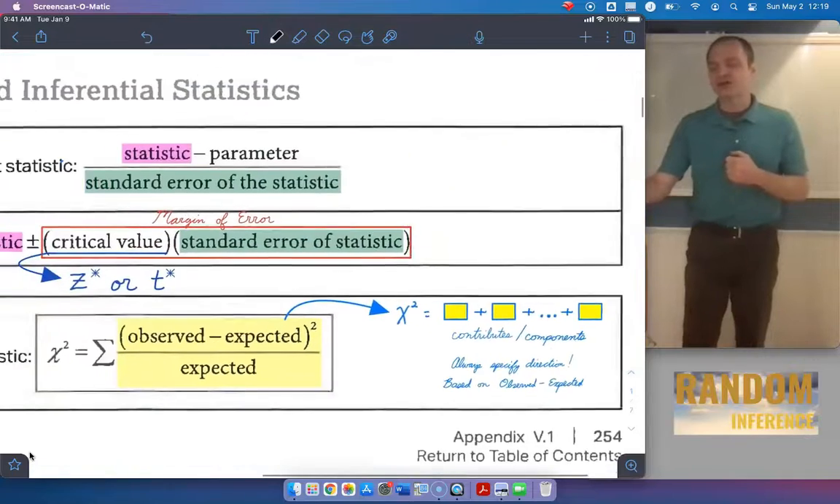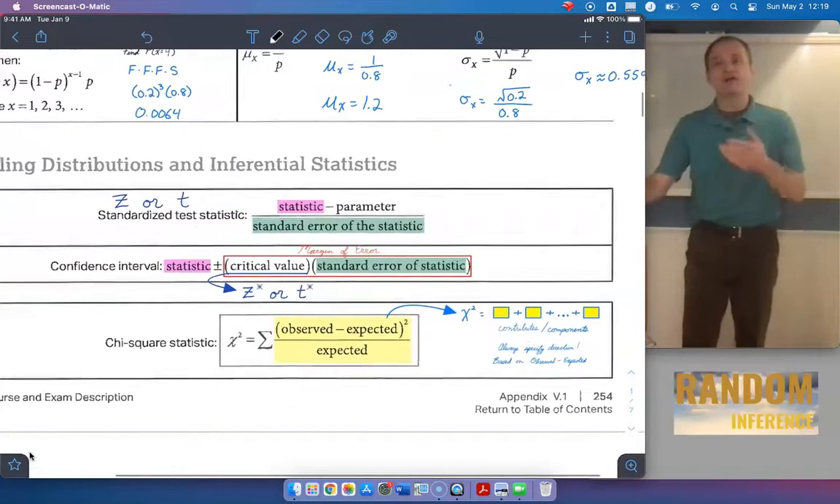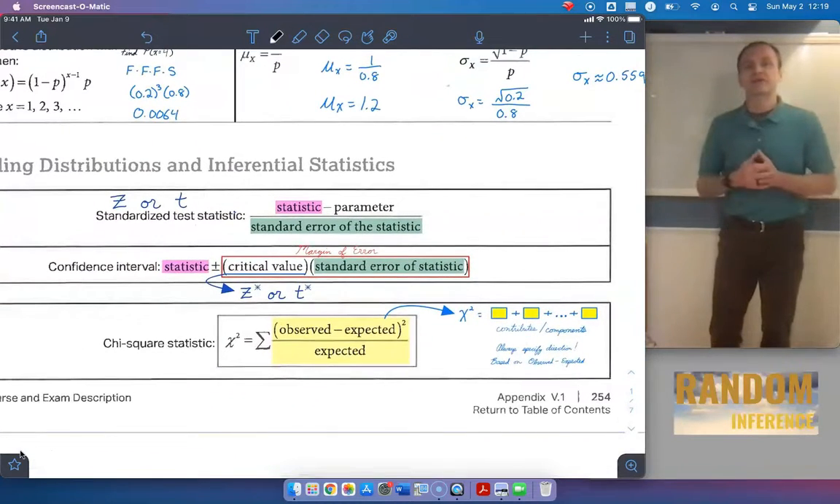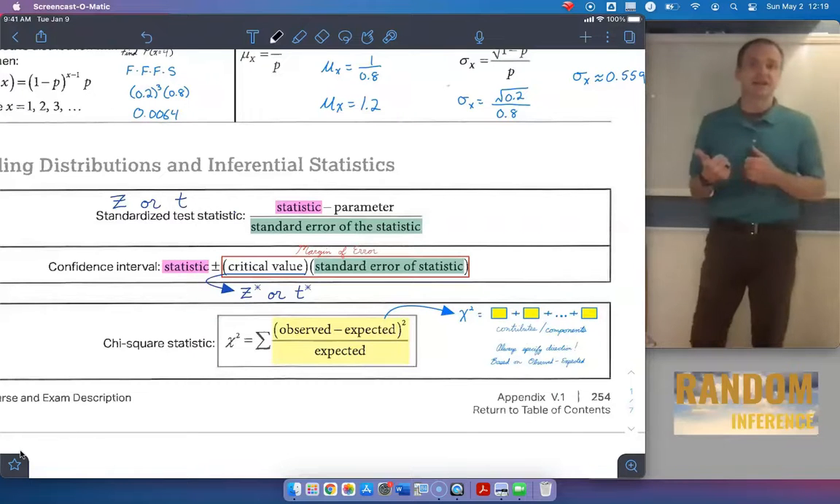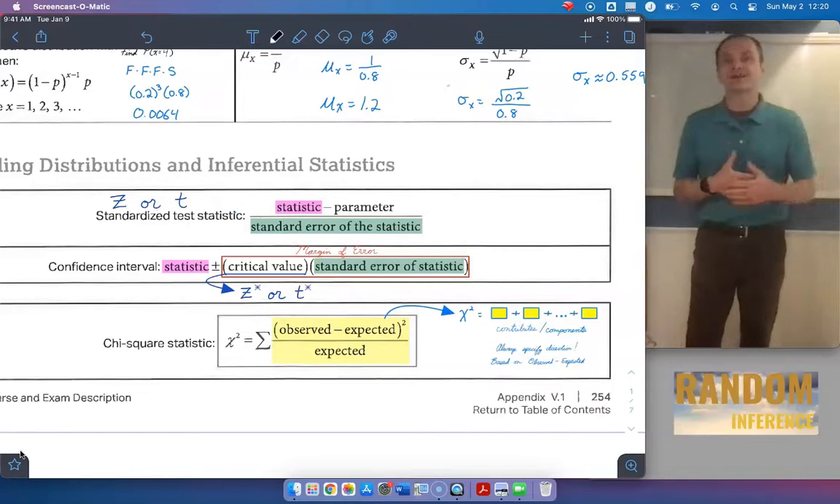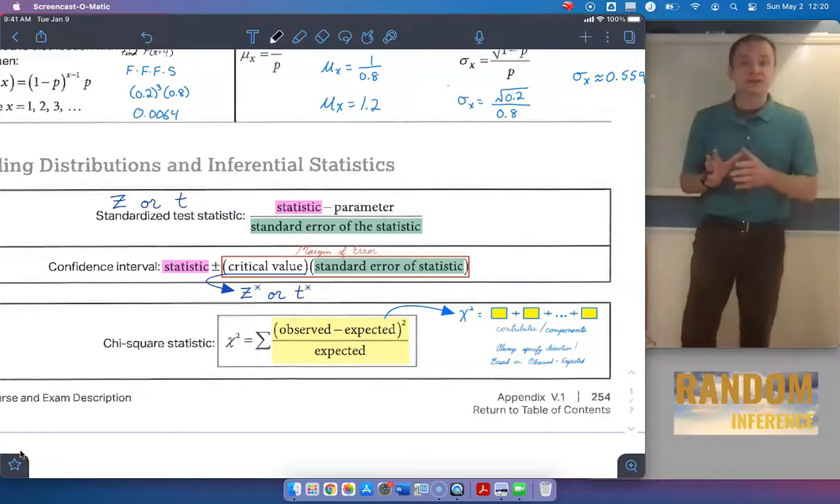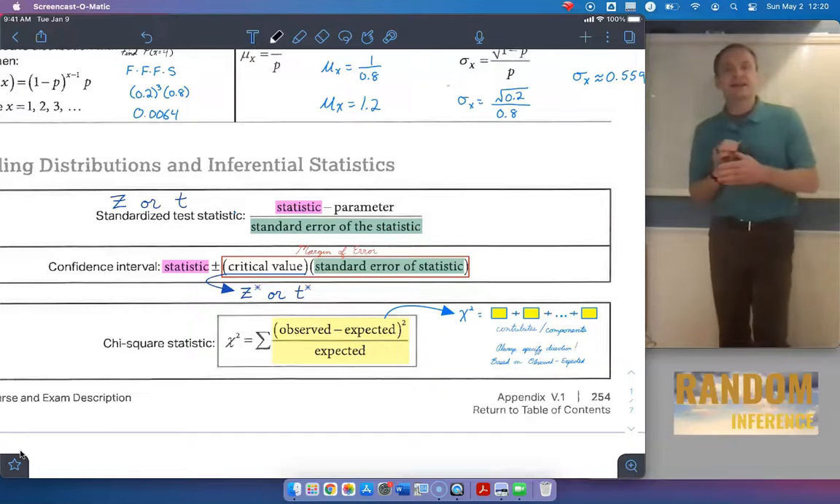But these are the general setups for your inferential statistics, all of them. The standardized test statistic, statistic minus parameter divided by the standard error of the statistic, your confidence interval, statistic plus or minus your critical value, times the standard error of the statistic, and your chi-squared. Notice, before we move on to the next pages in the packet, the statistic is highlighted a certain color. The standard error of the statistic is highlighted a certain color. Keep that in mind while you're marking, because I'm going to use that same color coding on the next part of the packet.